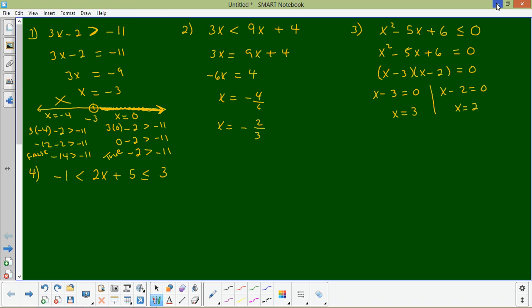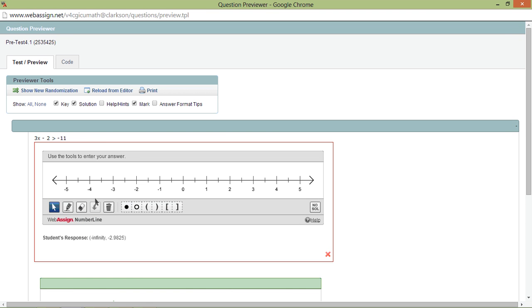Now, just to demonstrate how to do this with the virtual tools, I brought up WebAssign here. And this should be basically what you see. If you don't see this, then you probably have an outdated browser. You need to upgrade your browser to maybe Google Chrome or Firefox or something like that. There have been noted problems in versions of Internet Explorer too. So you might want to think about switching your browser if you can't see this number line when you're in WebAssign.